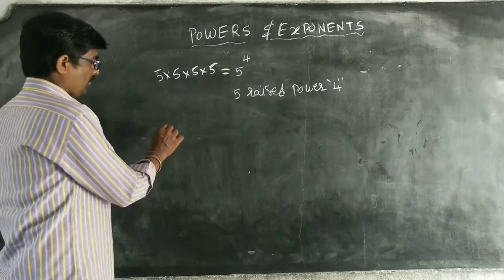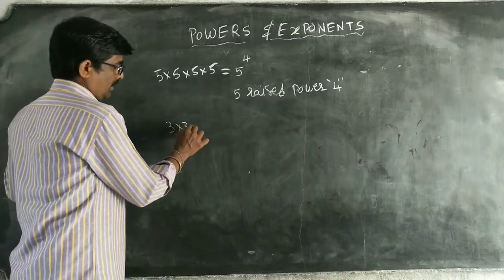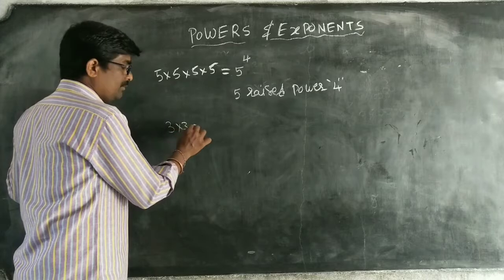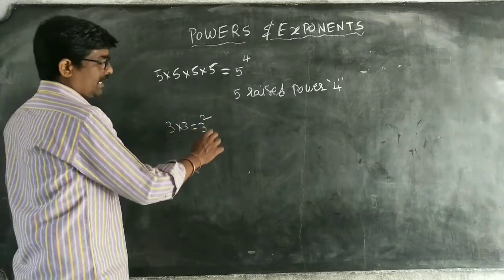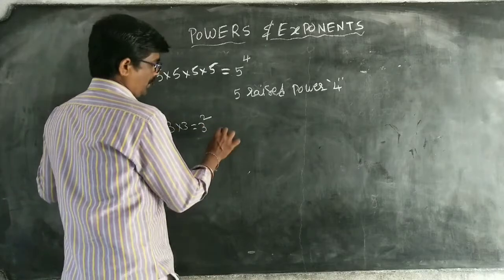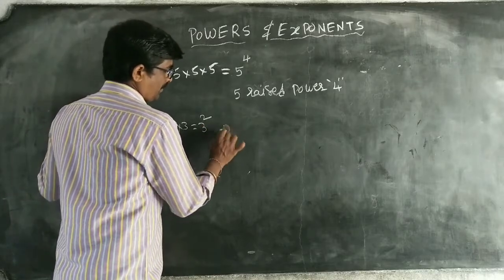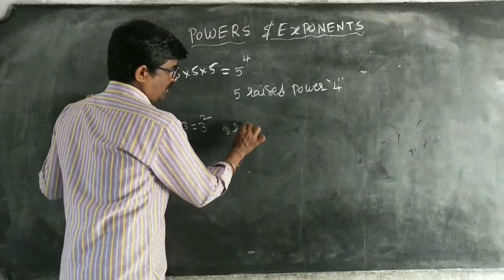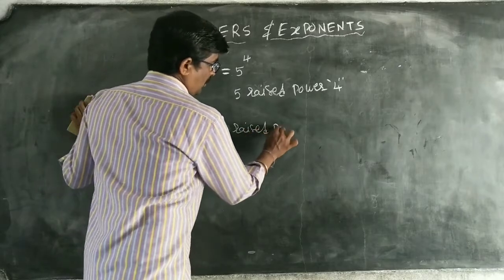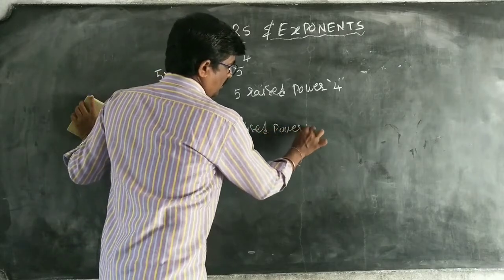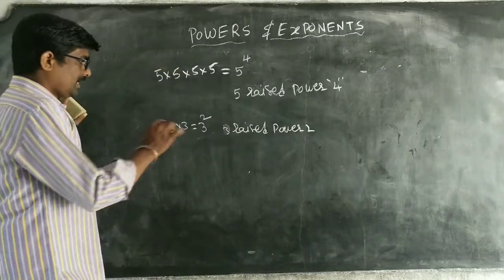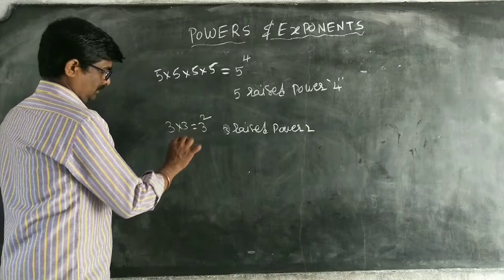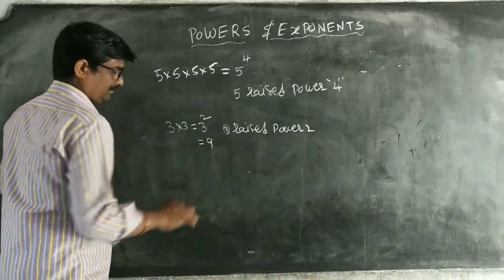Same example. If I have to take 3 into 3, we write 3 two times, that is 3 square, meaning 3 raised to the power 2. For example, 3 square means 3 threes are 9.